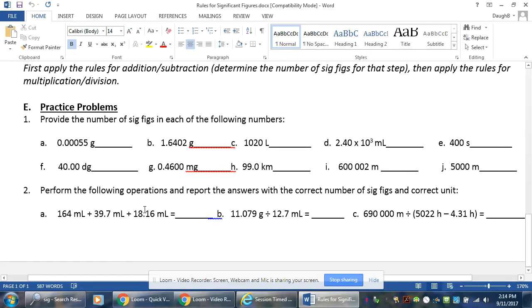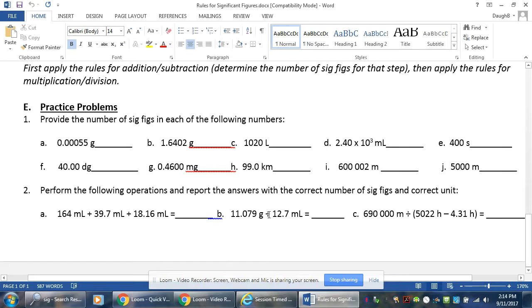In this case, you have one number that goes 2 places behind the decimal. This one only goes 1. This one doesn't go behind the decimal. Therefore, this one's the least precise. So whatever your answer is, you are going to stop at the decimal point. You cannot go to the right of the decimal point, whatever your answer is.